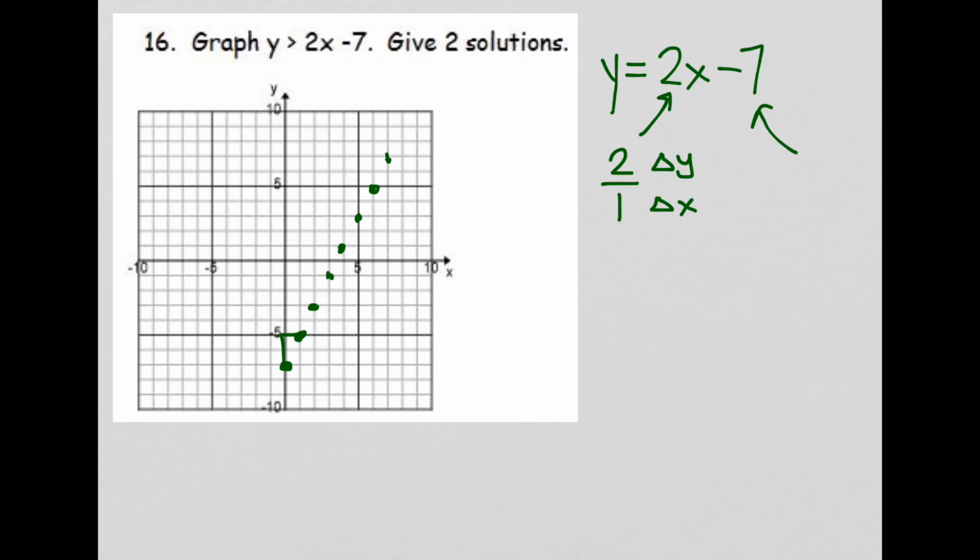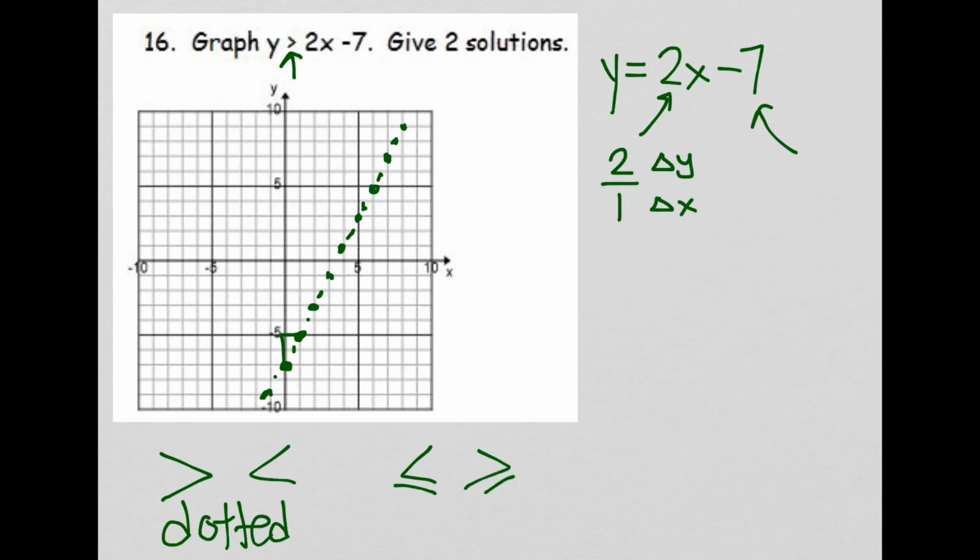Now, should I connect these dots and make a solid line? Well, if we were just graphing y equals 2x minus 7, you totally would. But it wasn't really that. It was really greater than. And since you have a greater than sign and not an equal to sign underneath there, we're going to just leave this as a dotted line. Remember, we learned that in class, that if it's greater than or less than, it's going to be a dotted line. And if it's less than or equal to, greater than or equal to, that's when it's a solid line, because the solutions will actually be on the line. The line is part of the solutions in this situation.